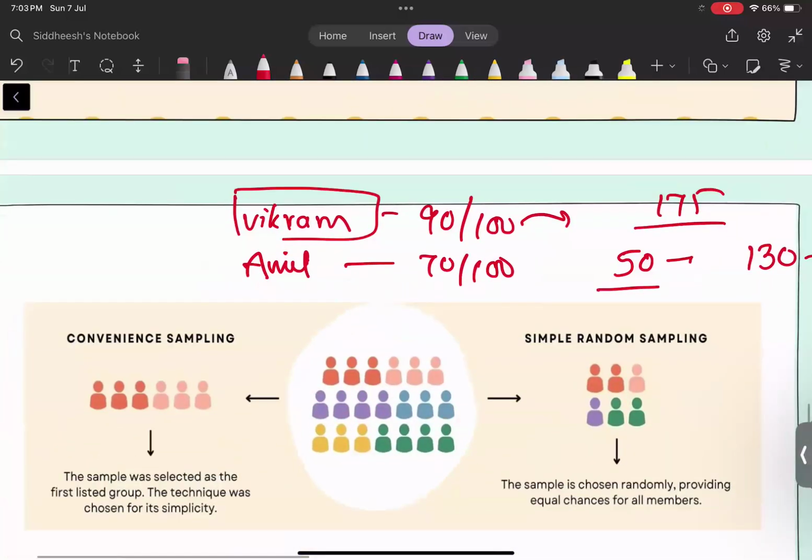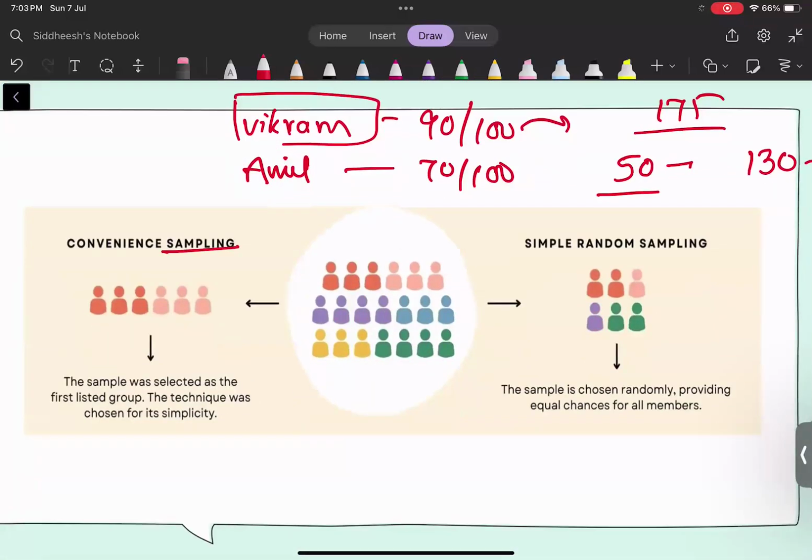Now back to our sampling part. The first thing is convenience sampling. This is what we do with a retrospective study. So if you are doing a retrospective study and they ask which type of technique you have used, the answer is very simple: convenience sampling. What I got, I took.